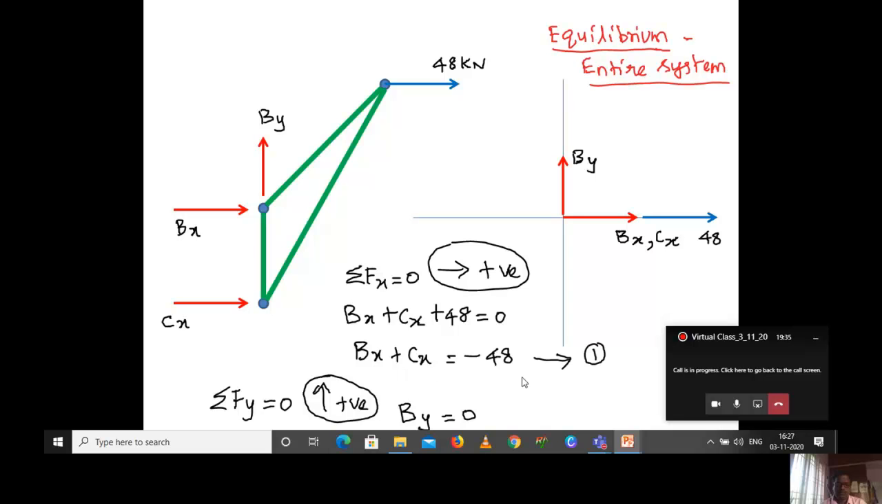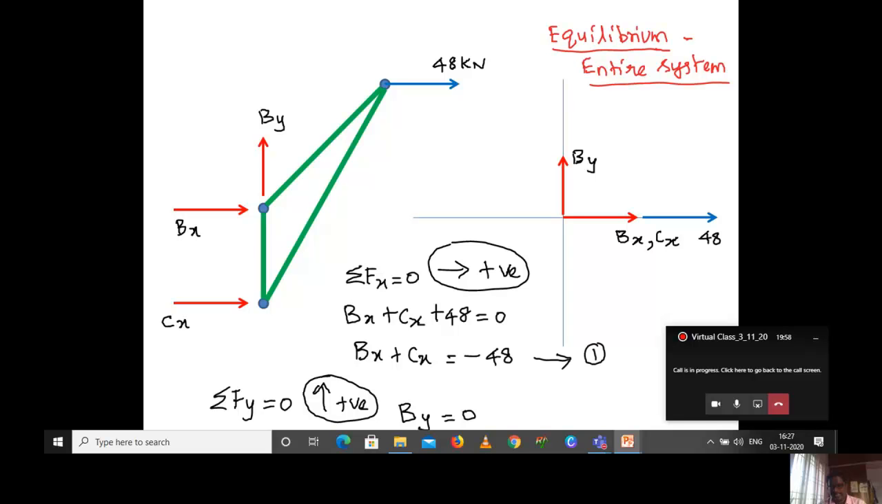That is the first equation. Next one, I am substituting the next equation, that is summation of vertical force equal to 0, that is Fy is equal to 0. I am assuming that upward is positive. So here we are having only one vertical force, that is By, then that is equal to 0. So based on these two equations, we are unable to solve Bx and Cx.